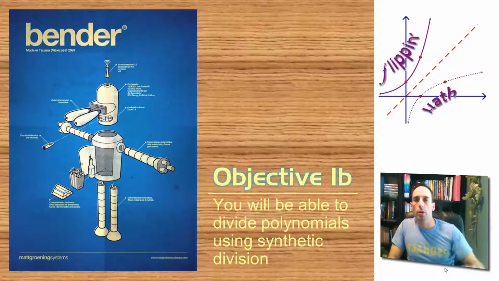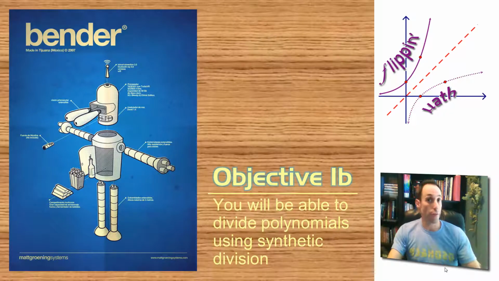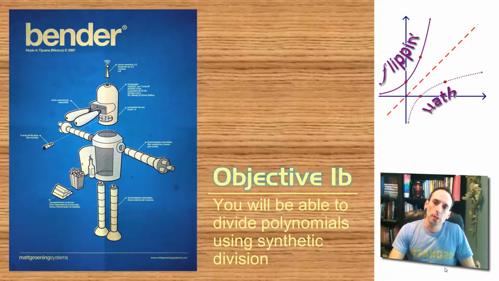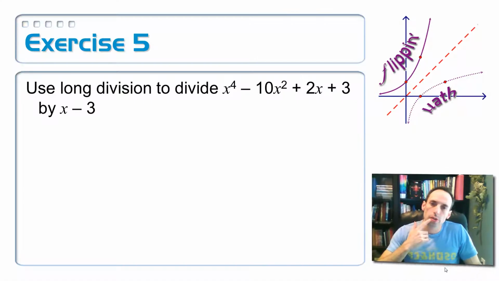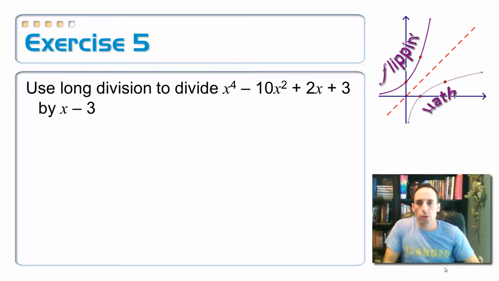So the second part of dividing polynomials is being able to divide polynomials using synthetic division. The word synthetic, of course, means fake, right? And so on the slide we have Bender, who's a robot, a synthetic person, being divided up. It's clever. Anyway, before we do synthetic division, let's do another long division, just because. It will make sense shortly.